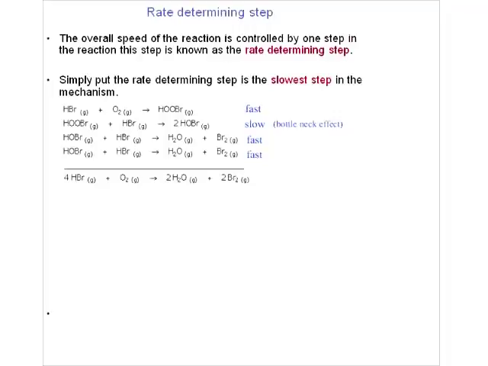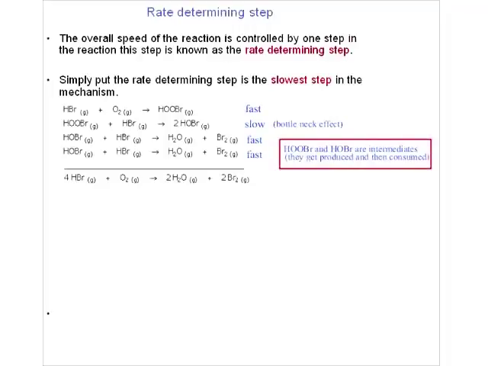Step 3 and step 4 can't do anything until step 2 is finished, because step 3 requires HOBr in order to continue. Until HOBr is produced, step 3 can never be allowed to go forward. So this is going to be the bottleneck where everything waits on step 2 and says, all right, we're waiting for you, we're waiting for you. When step 2 decides to complete, then steps 3 and 4 go bang, bang, really fast. So step 2 is the rate determining step. That's the step that controls how fast we go.